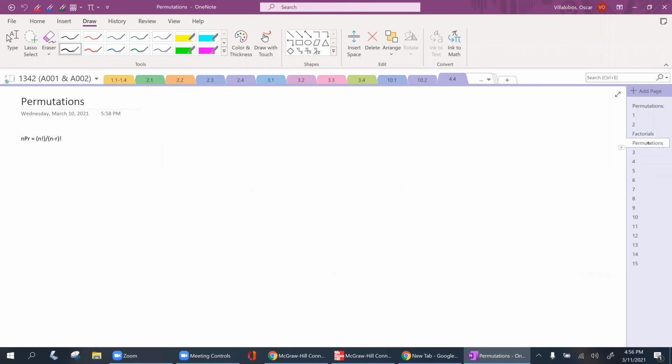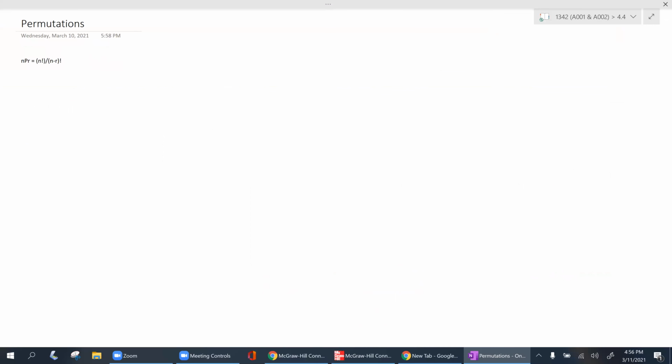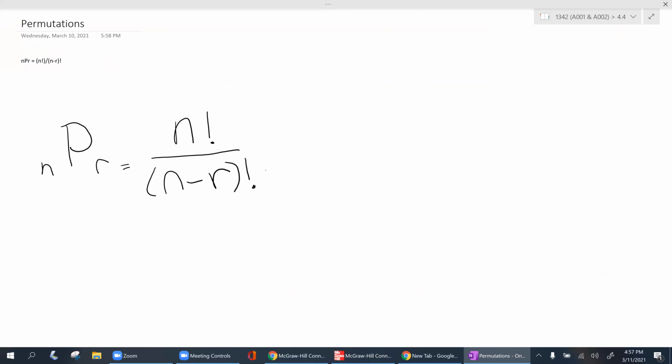We've been talking about permutations, and there's a really, really great formula for this, which is n permutation r is equal to n factorial over n minus r factorial.